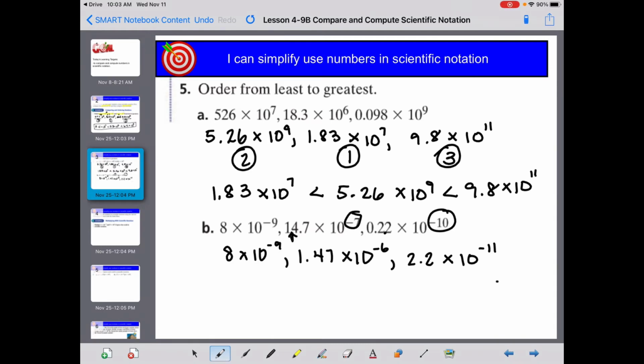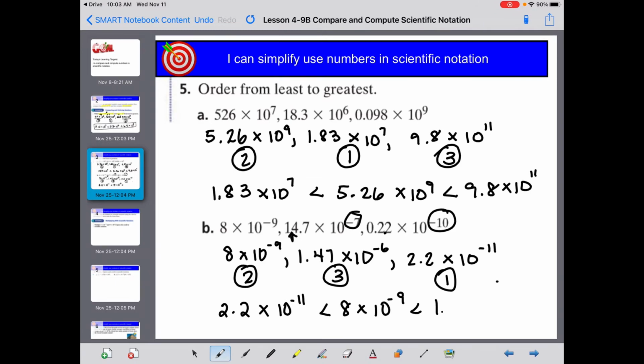Now we're ready to compare these three numbers in scientific notation. Remember, with negative numbers, the bigger the negative it is, the smaller the number. So my smallest one would be this one, then this one, then this one. Written 2 2/10 times 10 to the negative 11 power is less than 8 times 10 to the negative 9th, which is smaller than 1 47/100 times 10 to the negative 6th.